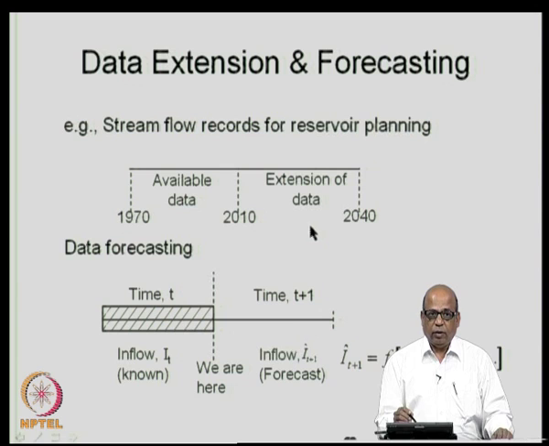The data generation will include extension of data, procedures for extension of data, but additionally the data generation will provide us with several sequences of the data which has the same properties, same statistical properties of the observed data. By available data here, I mean these are the data that are observed, actually observed on the field.